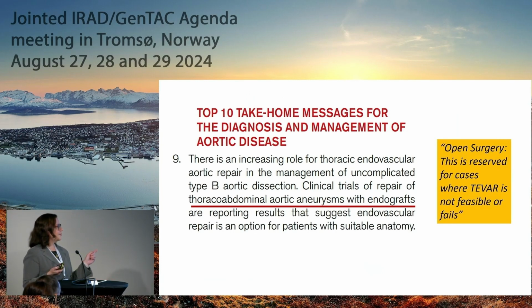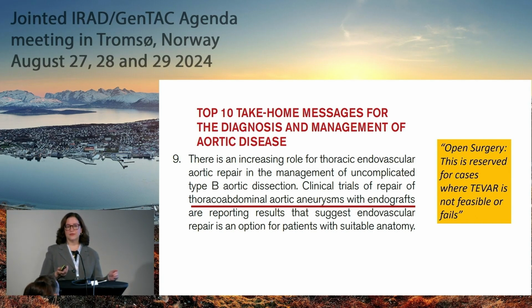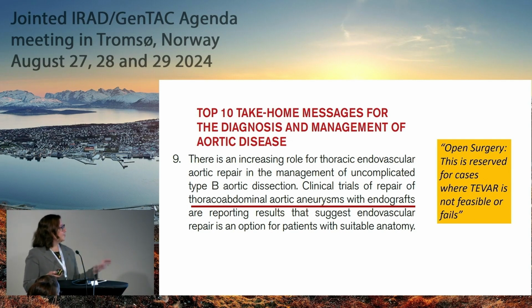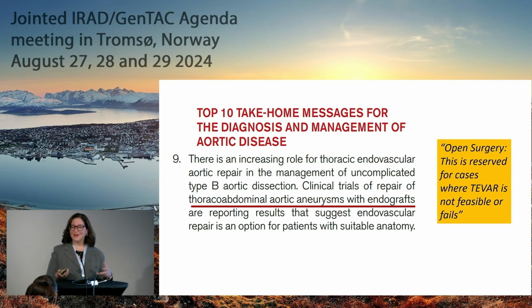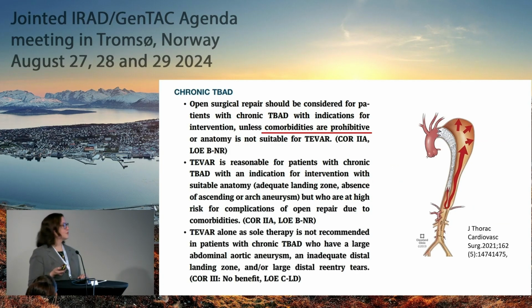The other topic that comes up frequently now is what to do with a thoracoabdominal aortic aneurysm in the context of a chronic dissection, and should we treat them with complex endovascular repair as opposed to open repairs, and what are the long-term outcomes? Right now it seems open surgery is reserved for cases where TEVAR is not feasible or fails. That is a statement I'm now seeing in the documents, versus just saying let's proceed to open surgery in those circumstances.